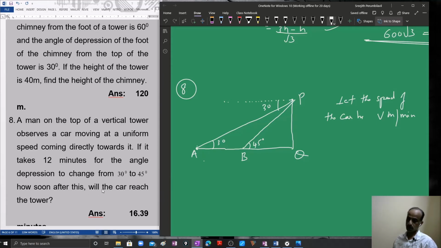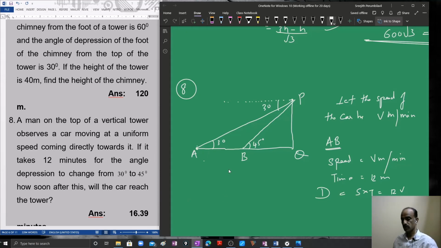But how soon? What is the time taken? Here, as far as AB is concerned, the speed I have taken is V meters per minute. You can take it in seconds, it doesn't matter; the only thing is you have to convert the 12 minutes into seconds. So V meters per minute, and the time is given to be 12 minutes. This implies the distance is equal to speed into time, that is 12V.